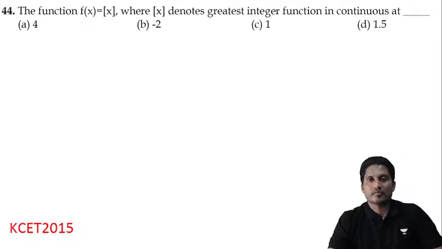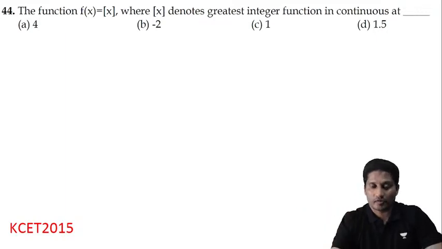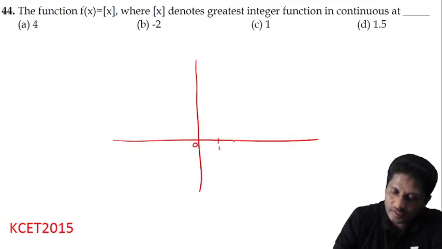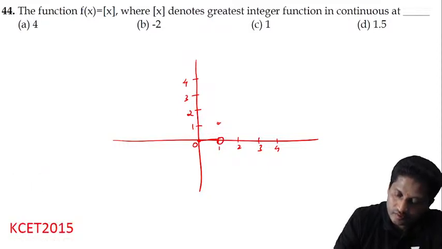Function f of x is equal to box x, the greatest integer function. How do you get the graph? At 0, the value will be 0, at 1 it will be 1, and so on. Include 1, exclude 2. Similarly, include 2, exclude 3, exclude 4. You get a staircase function.